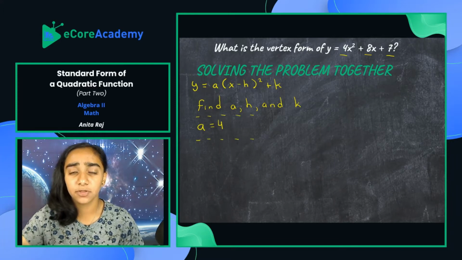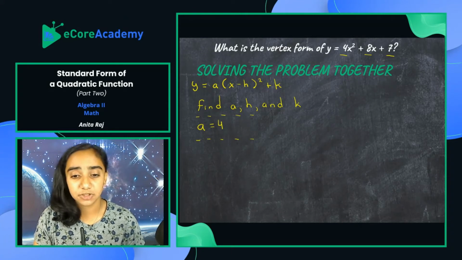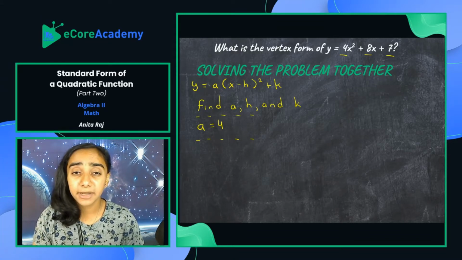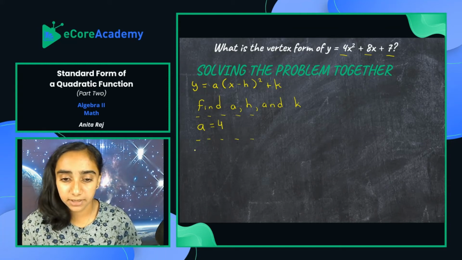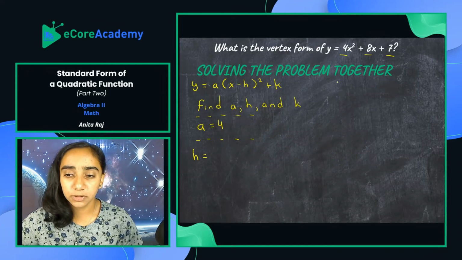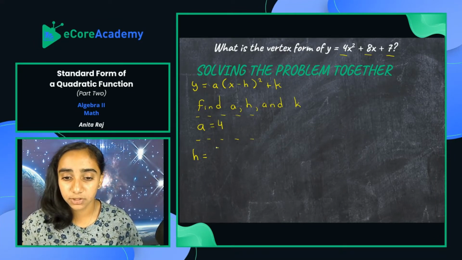Remember, h is the x-coordinate of the vertex, and it's also your axis of symmetry. So how do we find h, the x-coordinate of the vertex, with standard form? Do you remember negative b over 2a? Well, that's what we're going to be using. So let's do that right down here. I'm just going to write h, but remember, x-coordinate of the vertex. So we look up here and we apply that negative b over 2a that we learned.